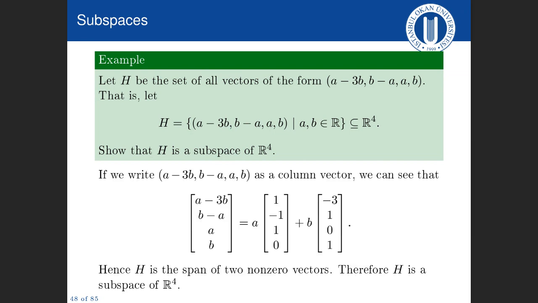Now, if we write this vector as a column vector, we can see we can write this vector as a multiplied by (1, minus 1, 1, 0), plus b multiplied by the vector (minus 3, 1, 0, 1). So in other words, H is the span of two non-zero vectors. Because a span of some vectors is always a subspace, therefore H must be a subspace of R4.